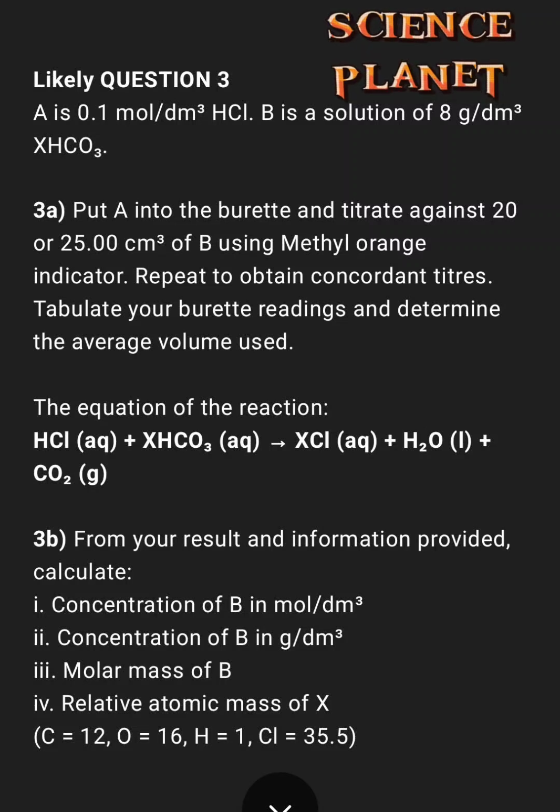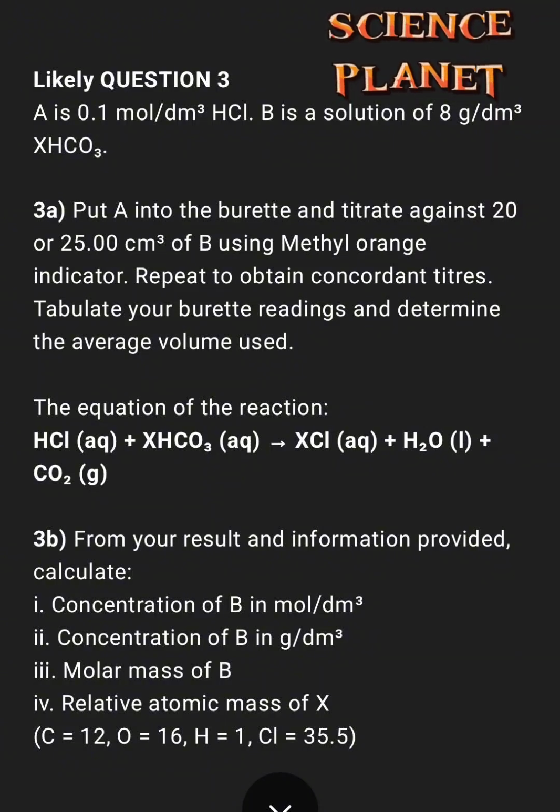So here we have A, which is 0.1 mole per dm cube HCl, and B is a solution of 8 gram per dm cube XHCO3. We are asked to put A into a burette and titrate it against 25 cm cube of B using methyl orange as indicator. Repeat to obtain concordant titers. Tabulate your burette readings and determine the average volume used. The equation of the reaction is written there boldly.